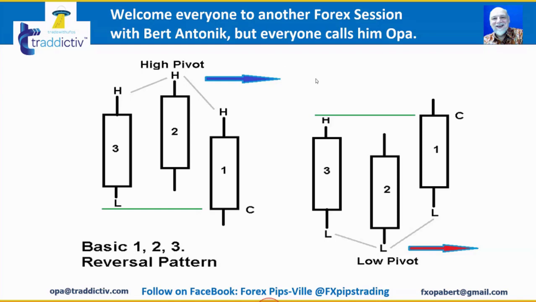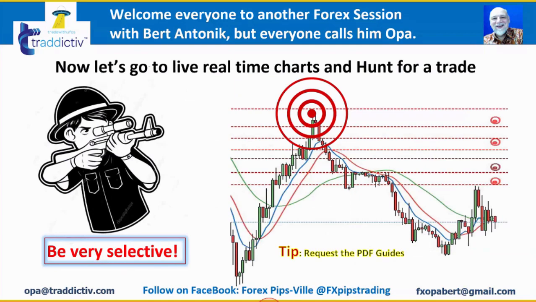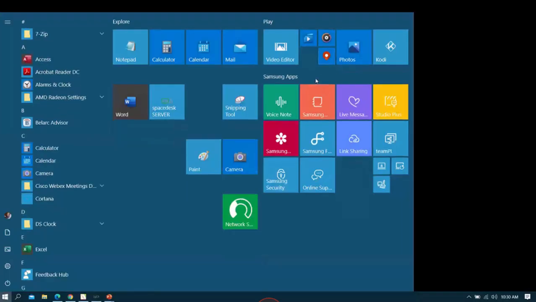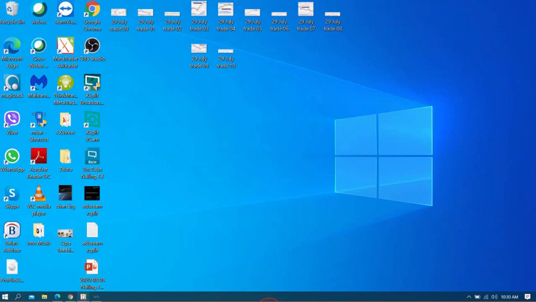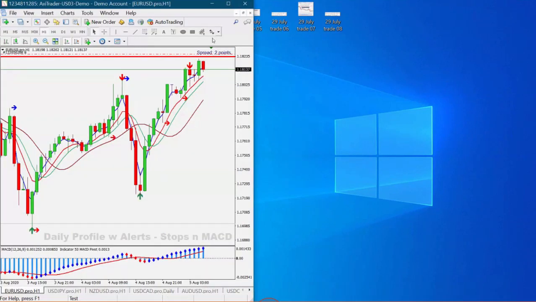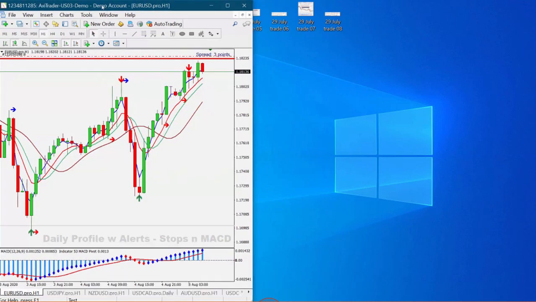All right, so let's go ahead and see. We'll go to hunting for a target, but before we go to hunting for the target, let's go ahead and take this off. All right, so now let's go ahead and take a look at what price is doing. Okay. All right, let's go ahead. Why are you not showing here?